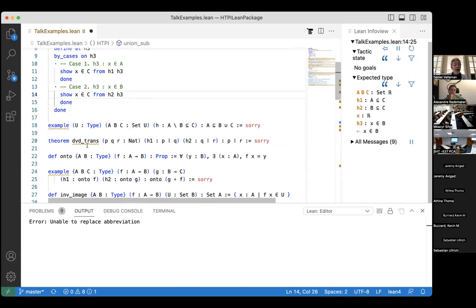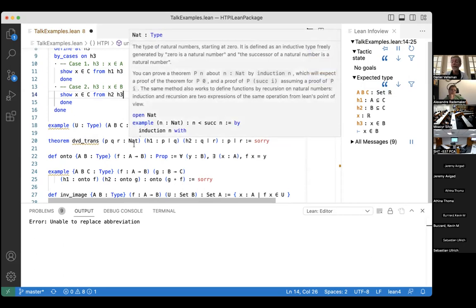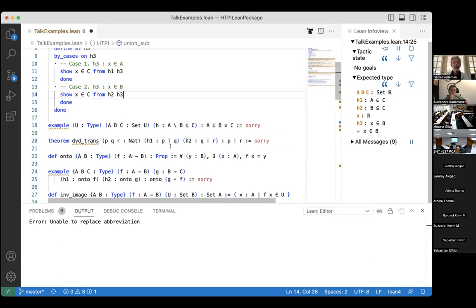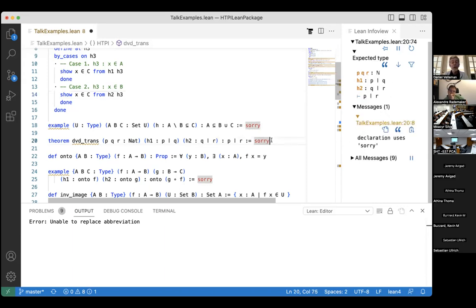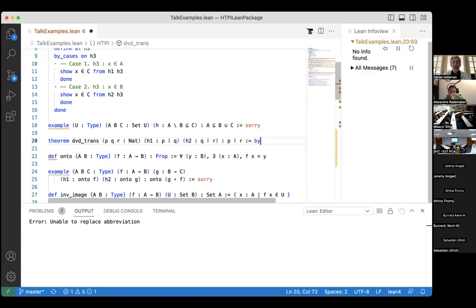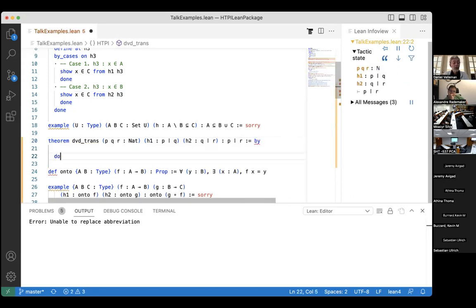So here's a theorem. I've called it DVD trans. P, Q, and R, nat means they stand for natural numbers. My first hypothesis is P divides Q, the vertical line means divides. Second hypothesis is Q divides R, and then I'm going to prove P divides R. Don't worry if you don't know what divides means, because the first thing I'm going to do is use the define tactic to see what H1 means. So let's say define at H1.